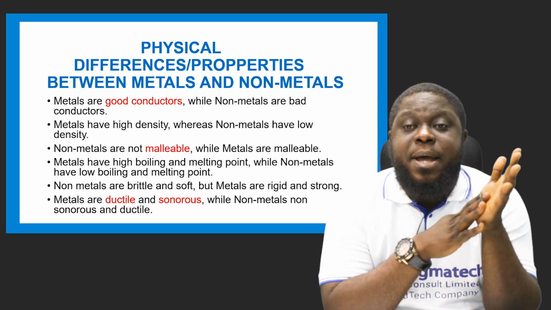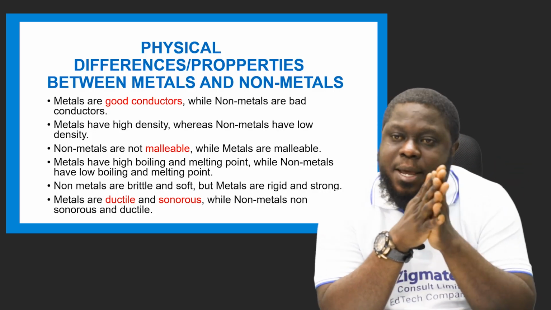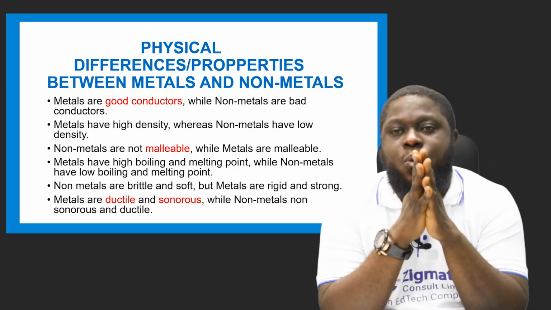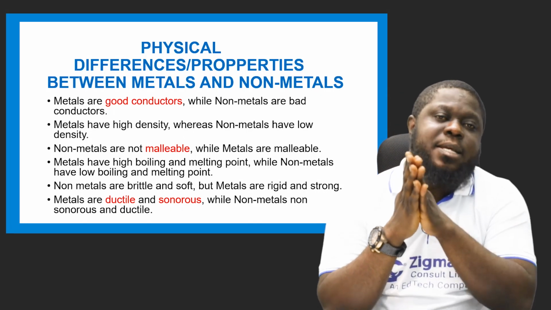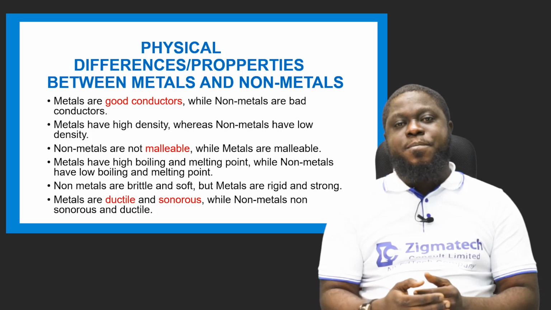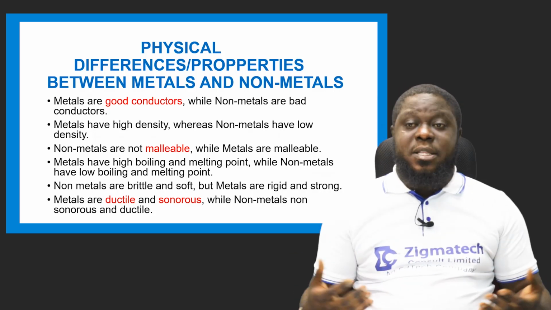Now, non-metals are not malleable, while metals are malleable. Malleable means you can twist them anyhow. Okay? Like in the case of gold, I can bend gold to give me a chain. I can still refine it to anything I want if heat is applied.